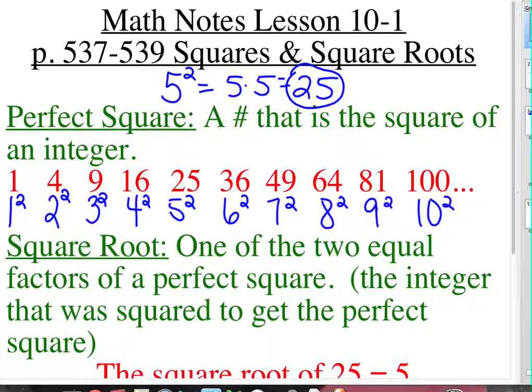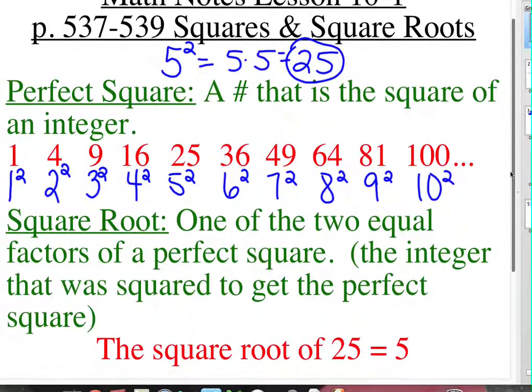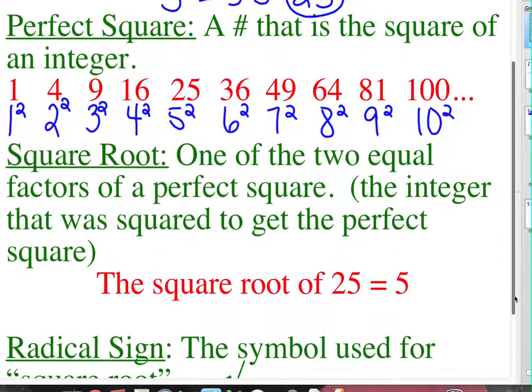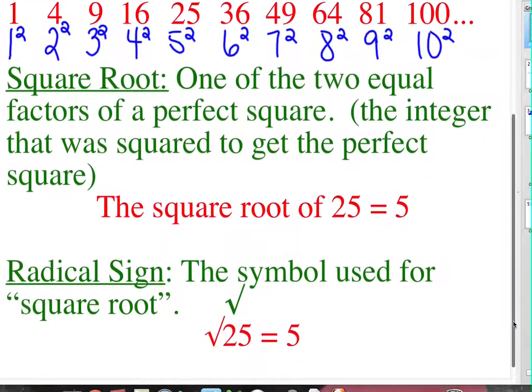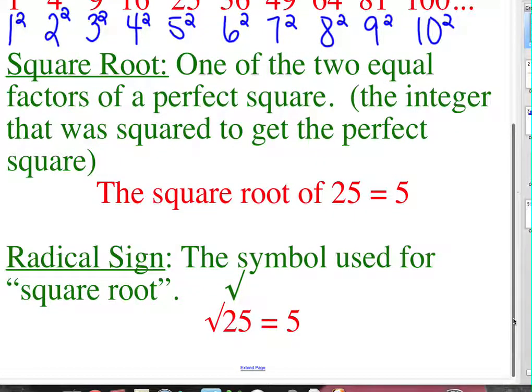And you could keep going. You could do 11 squared, 12 squared, 13 squared, and so on and so forth. But the answers that you get are called perfect squares. Okay, so then what is a square root? Well, a square root is kind of when you think backwards. It's when you start with a perfect square and you ask yourself what number was to the second power to get me to that answer.